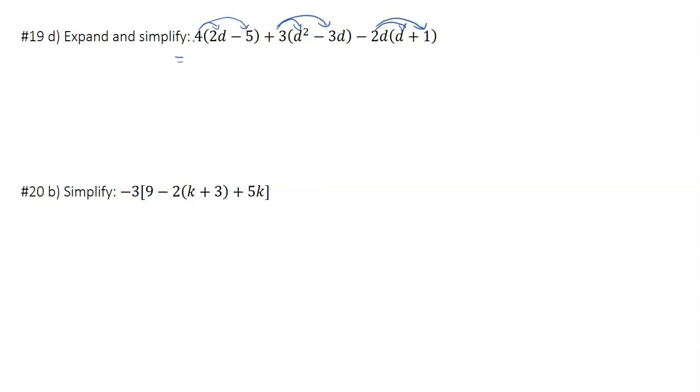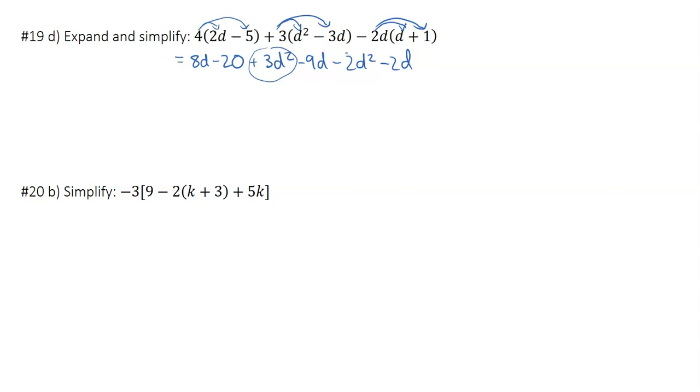So what we're going to get here is 8d. That's 4 times 2d. That gives us 8d. 4 times negative 5 gives us negative 20. 3 times d squared gives us 3d squared. 3 times negative 3d, negative 9d. Negative 2d times d gives you negative 2d squared. And negative 2d times positive 1 gives you minus 2d.